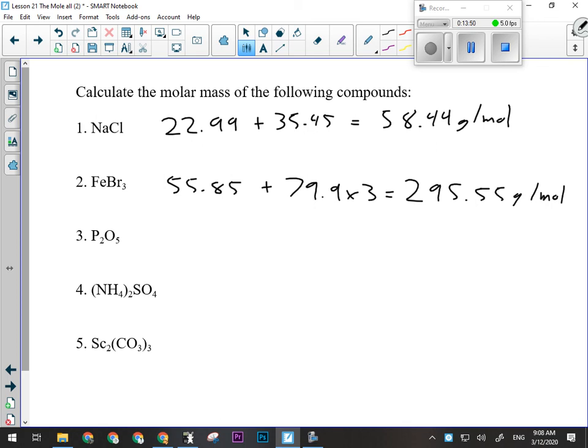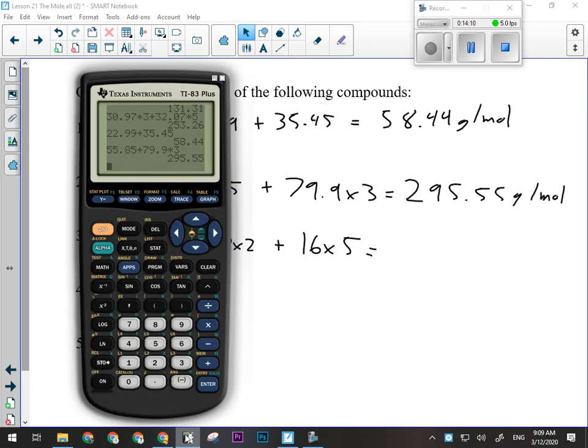Then for number 3, we've got diphosphorus pentaoxide. So we've got 2 phosphorus, so 30.97 times 2 plus 16 times 5. Sorry, 16 times 5, not 3. So 30.97 times 2 plus 16 times 5 is 141.94 grams per mole.